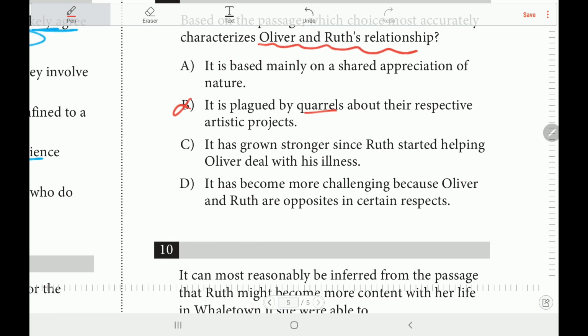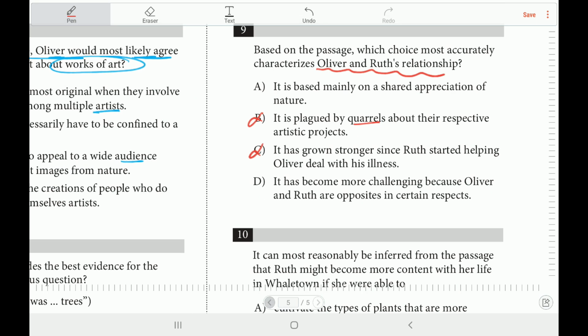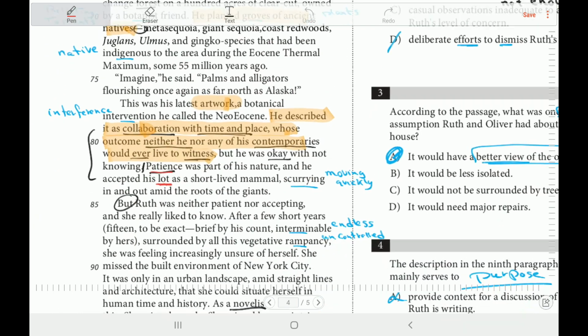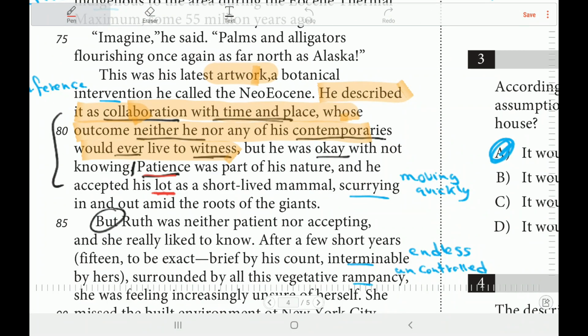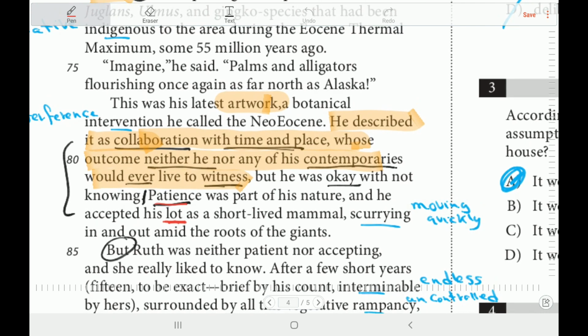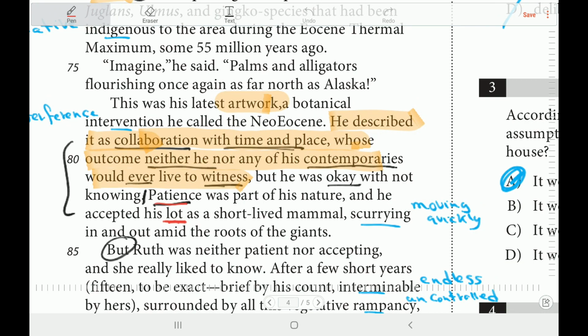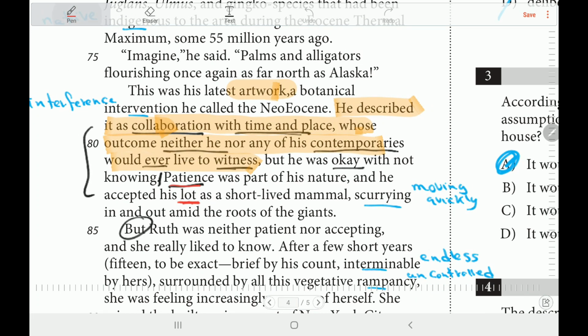It has grown stronger since Ruth started helping Oliver deal with his illness. I think nothing was mentioned about that. Okay, D. It has become more challenging because Oliver and Ruth are opposites in certain respects. Let's see, where was that mentioned? So the last part. Remember the last two paragraphs? Here in line, where is that? Yeah, line 82.